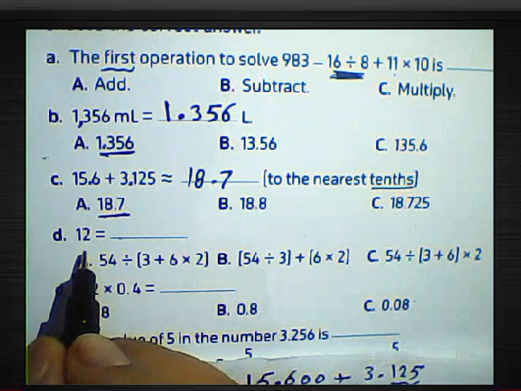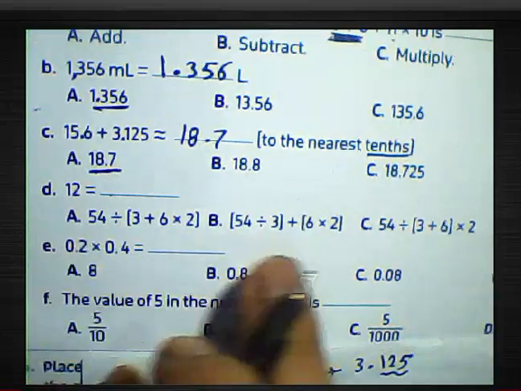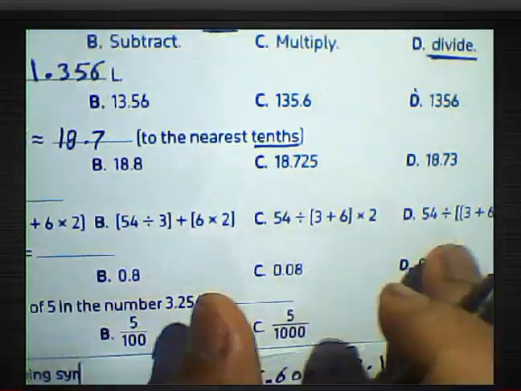What about 12 equals, what is the operation here? The result will be 12, letter A or B or C or D.